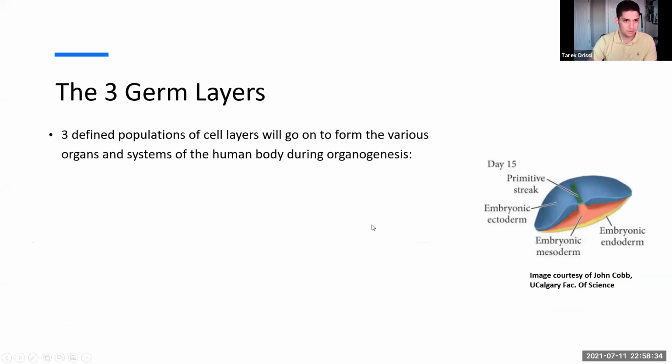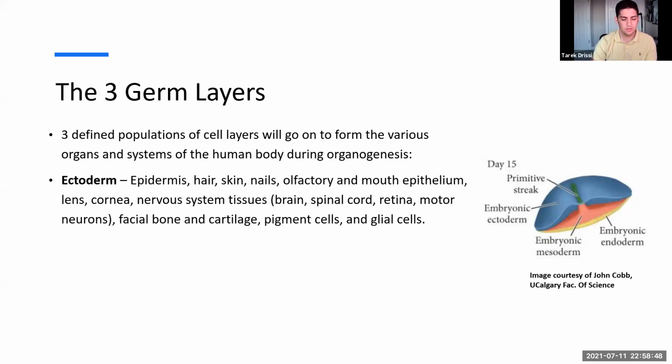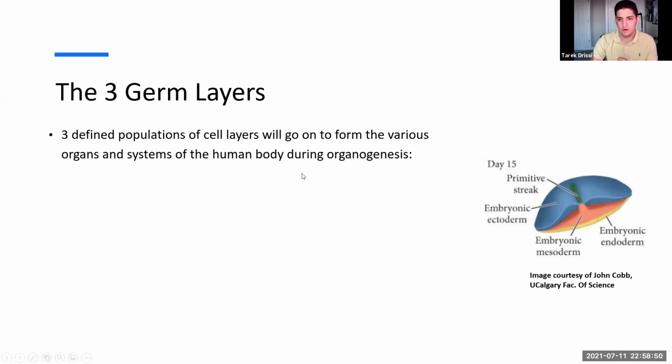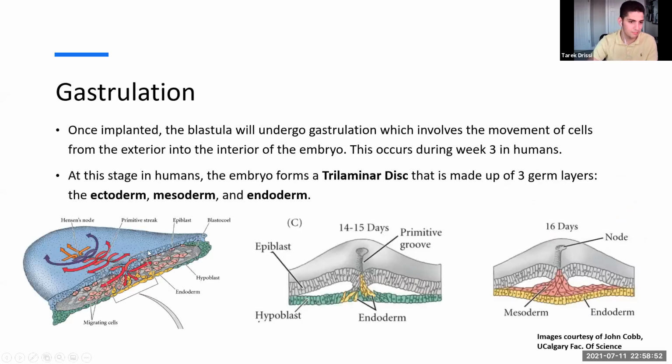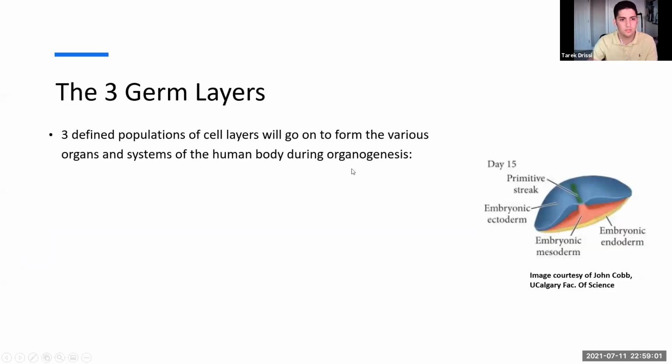So this is where I'm going to talk about the 3 germ layers. There are essentially 3 defined populations of cell layers that will go on to form the various organs and systems of the human body, as well as every other animal body during organogenesis. The first is the ectoderm. On this last slide, the ectoderm is the blue layer, and it's the layer that remains after the cells have migrated into the embryo.